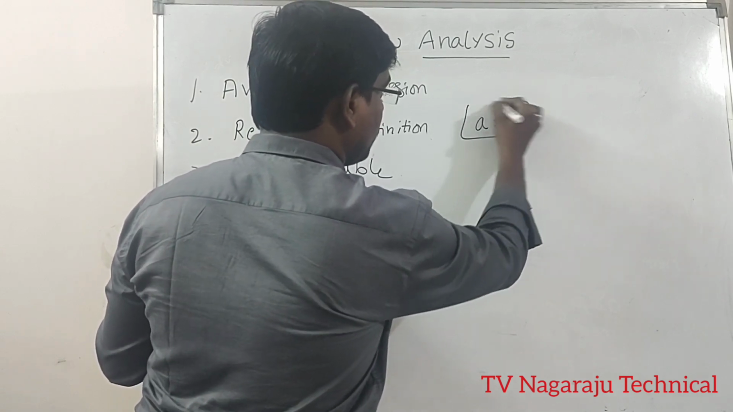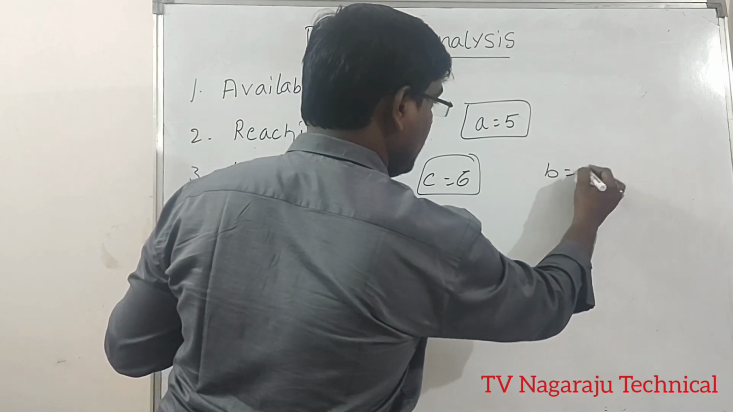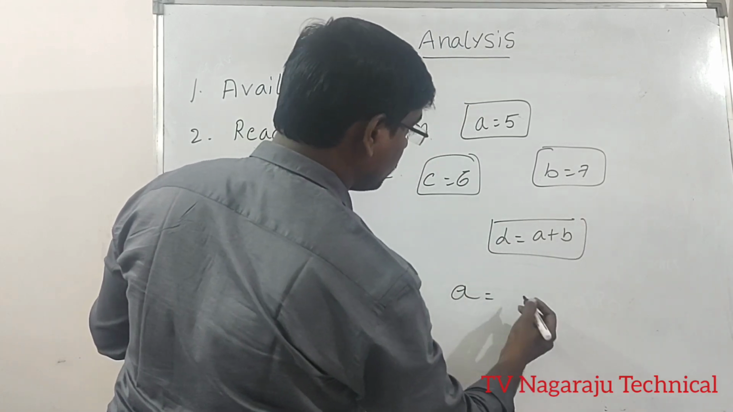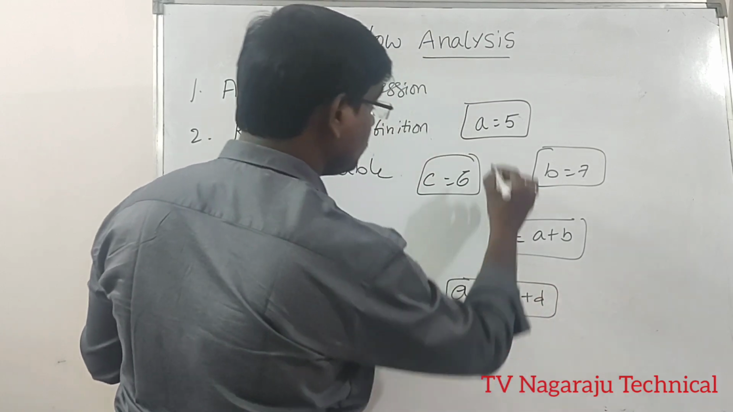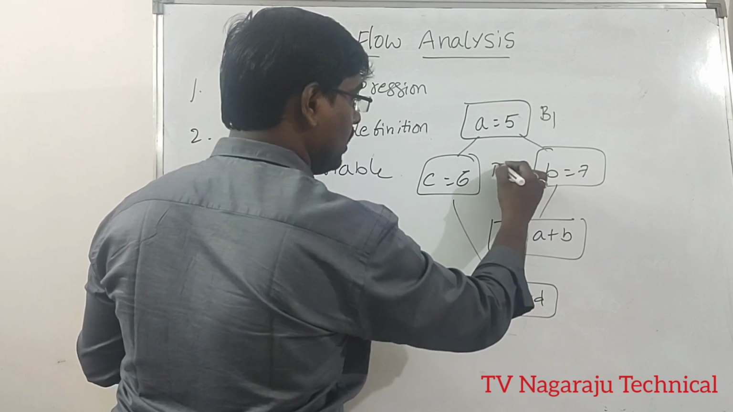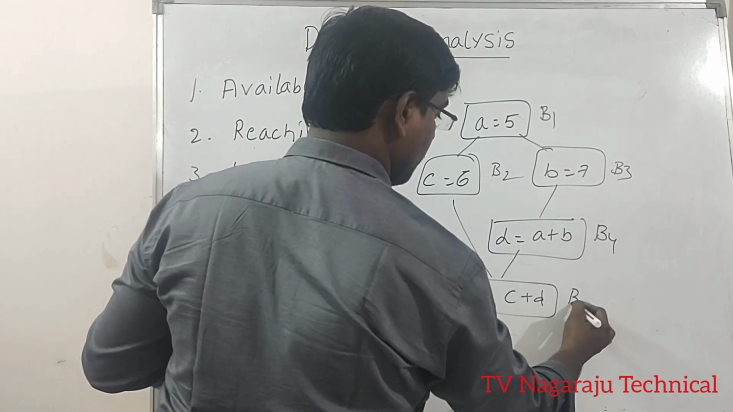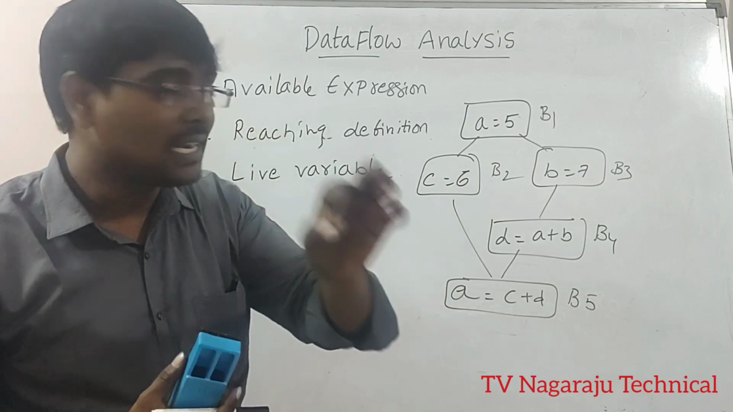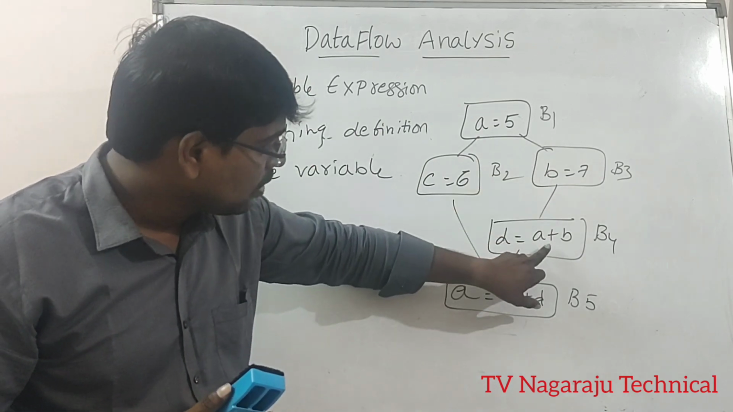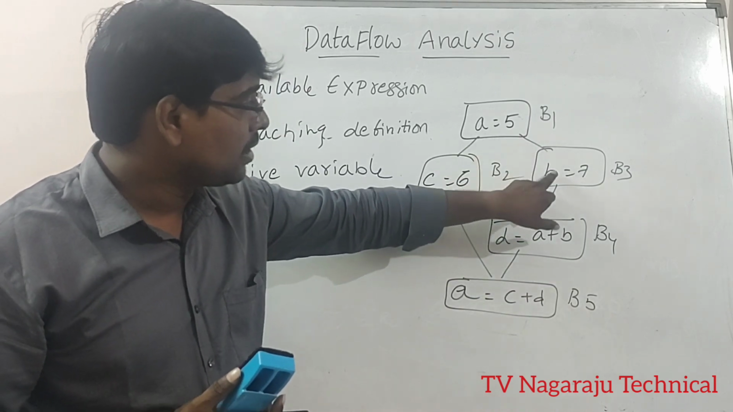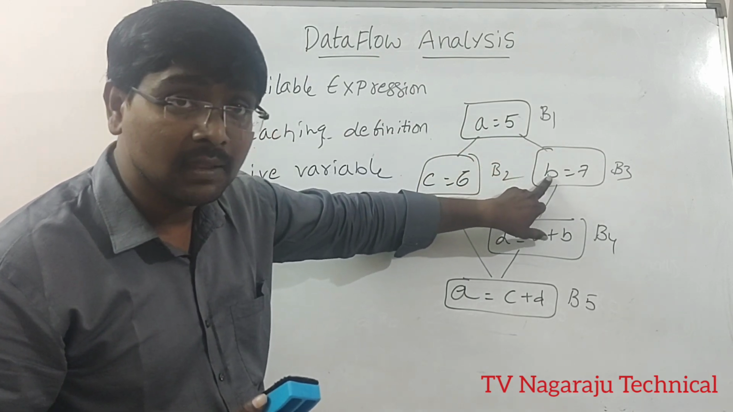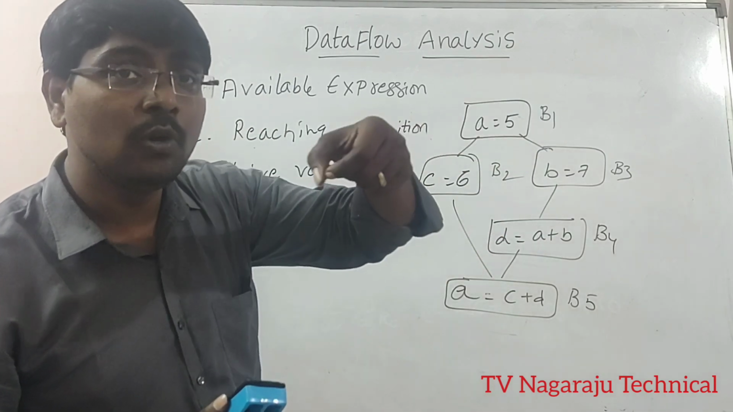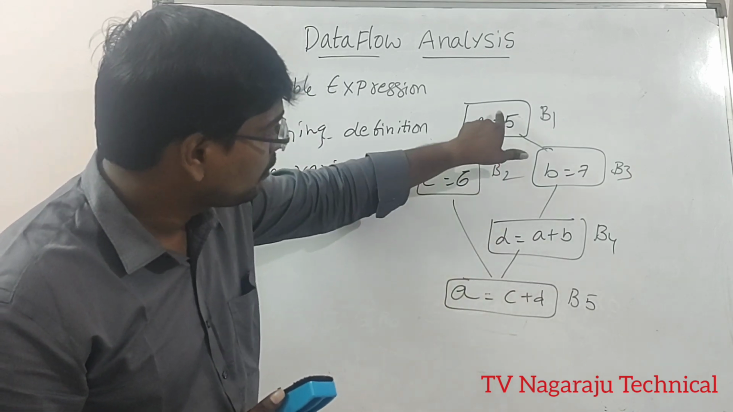Suppose A is equal to 5, C is equal to 6, B is equal to 7, D is equal to A plus B, A is equal to, for example, C plus D. Blocks B1, B2, B3, B4, B5. Now observe this point carefully. Here the variable A is equal to 5. It is live at block B3. It is live at block B4. It is live at block B2, no problem. It is live at block B3 means we are using the variable in this path. We are using the variable before it is redefined. Here I am using A plus B, but the value of A is not modified.